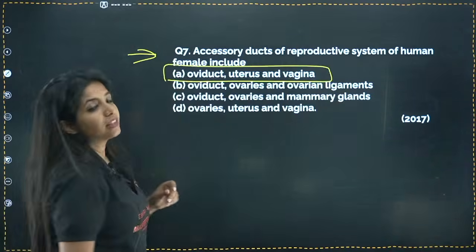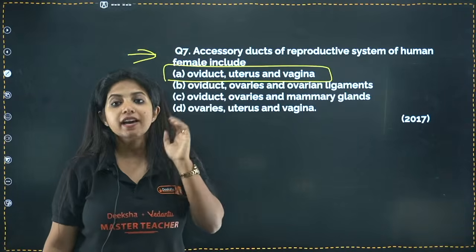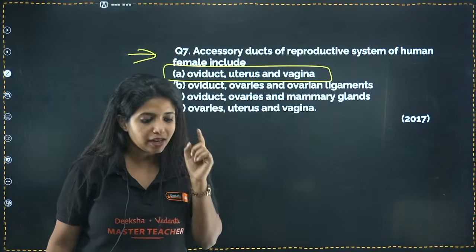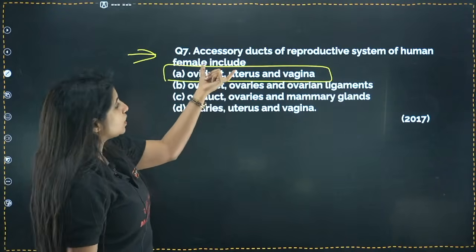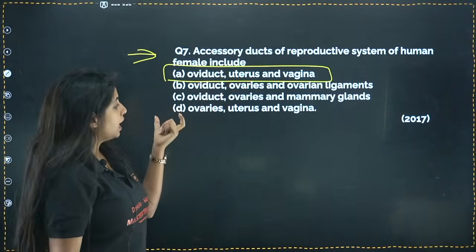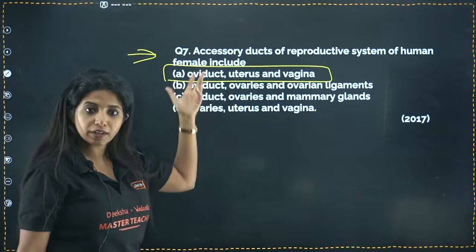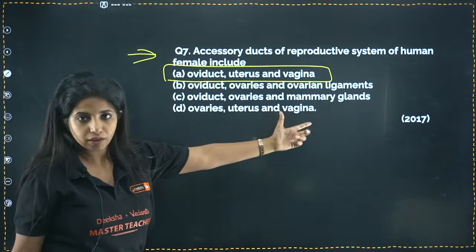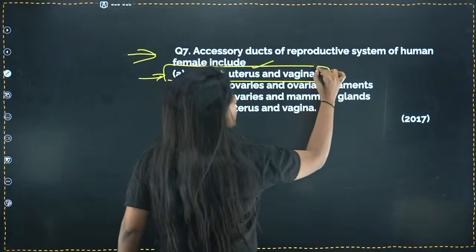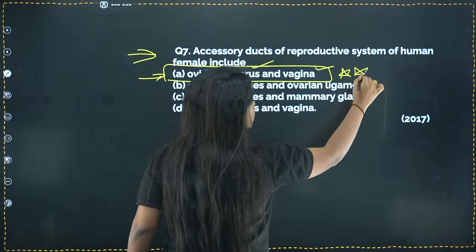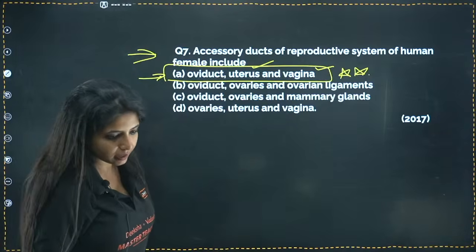Oviduct, uterus and the vagina become a part of what? Accessory ducts. And now I'll tell you where children make mistakes. Sometimes this option can be given in front as the A option, and they just see O for oviduct, O for ovaries, and they make the mistake. You do not make that mistake, okay? So this is oviduct, uterus and vagina, and you guys are absolutely correct. Fine, let's go.